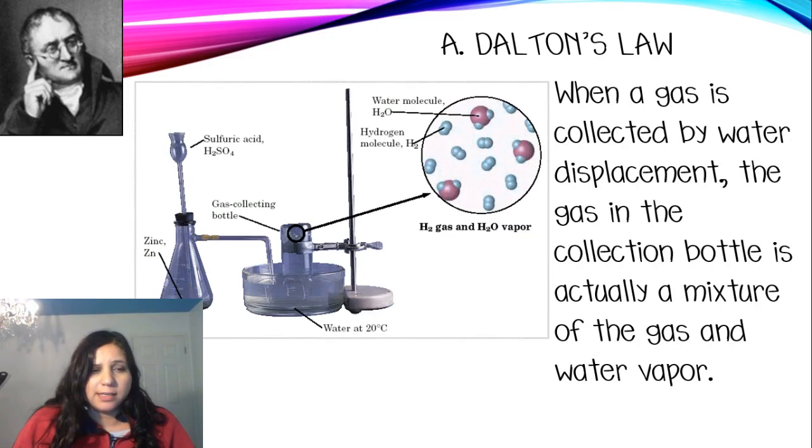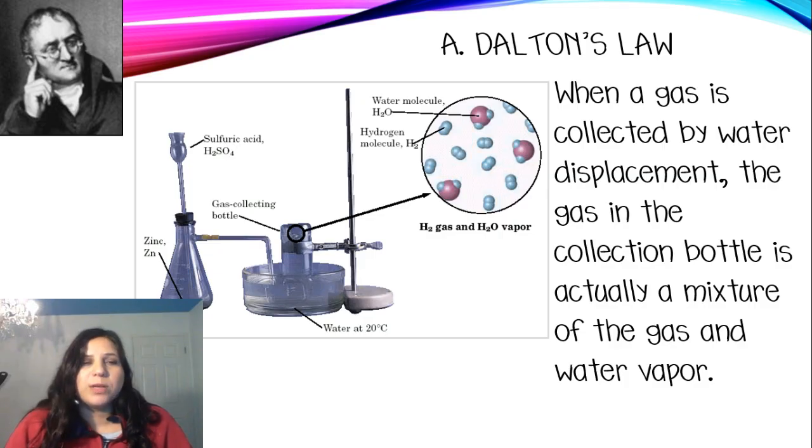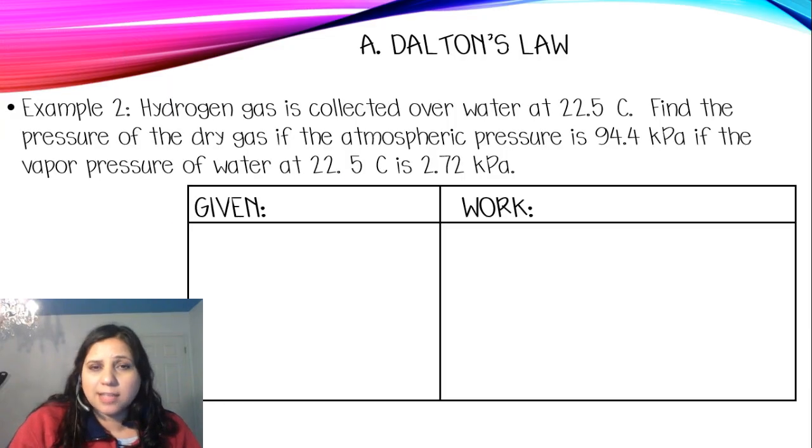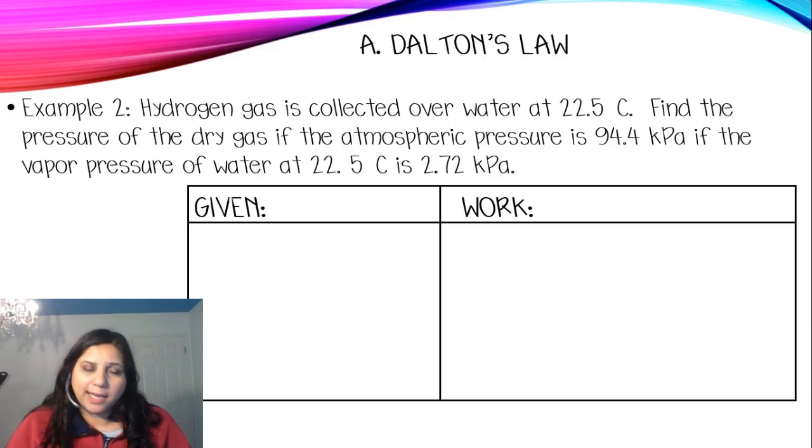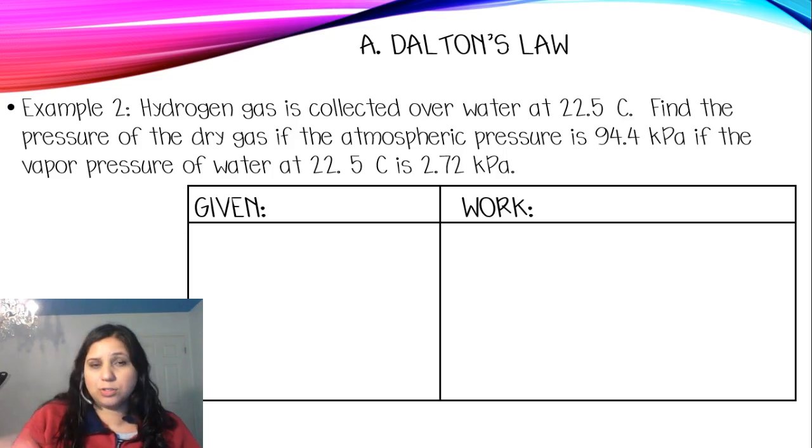The other thing that we can do with Dalton's Law, and this is something that we'll do in a lab setting, is collect gases by running them over water, which helps to collect the gas and to see that the gas is actually moving the water out of the way. When a gas is collected by water displacement, the gas in the collection bottle is actually a mixture. As the gas goes inside whatever container we're trying to get it into, a little bit of the water itself will go into the container, so it'll be mixed in with the gas that we're trying to find. So we have to use Dalton's Law to figure out the actual pressure of that gas without the water. The dry gas.